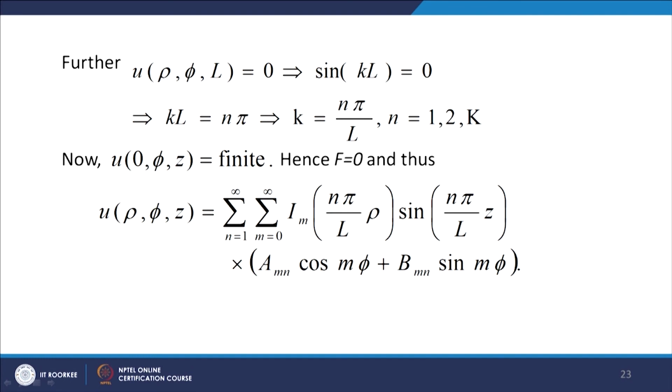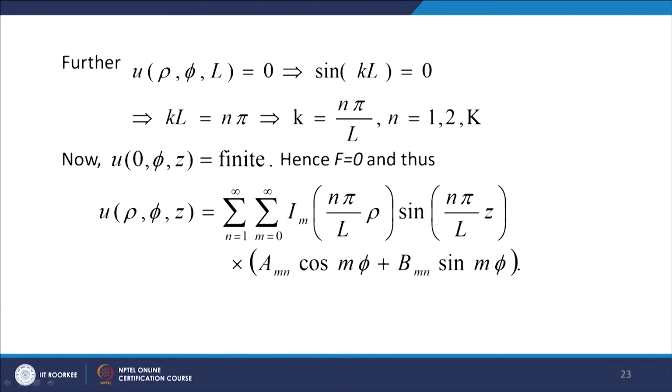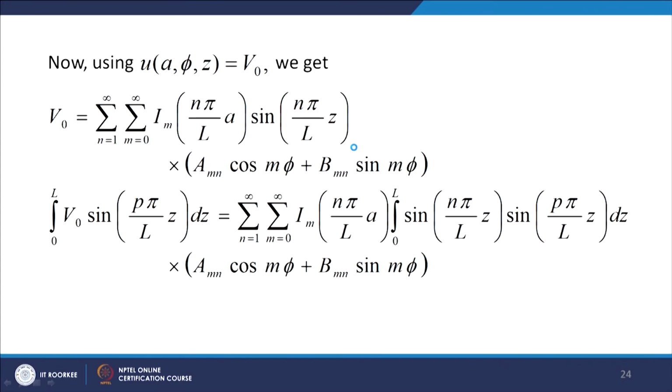This m comes from H(phi), and n comes from this equation, okay. From here we get this n. So, there will be a double summation.